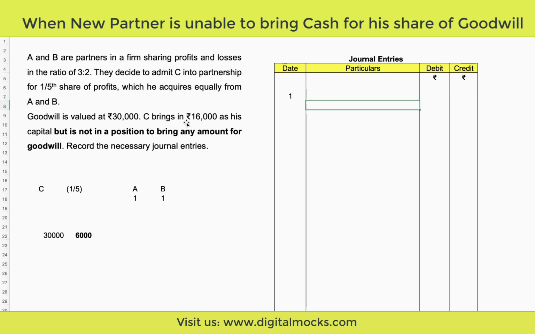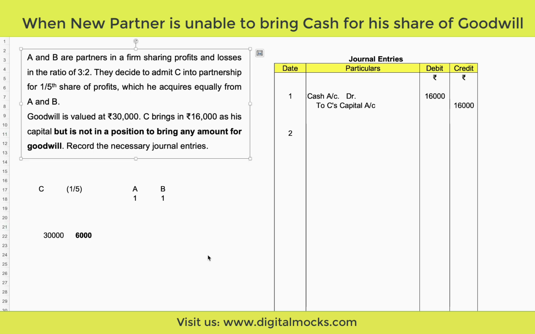So the first entry we will pass is for the 16,000, which C brought as his capital. So the entry will be cash account debit, and we will credit C's capital account, rupees 16,000. For now I am ignoring the narration. Narration will be: capital brought in by the new partner C. Now see the second entry.